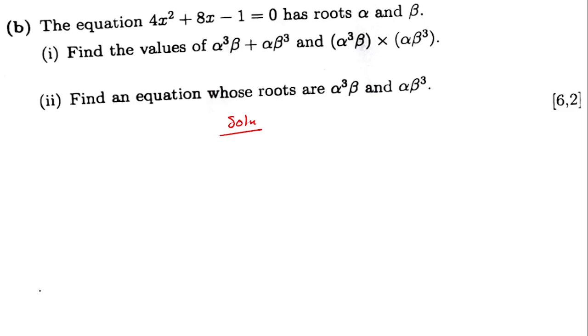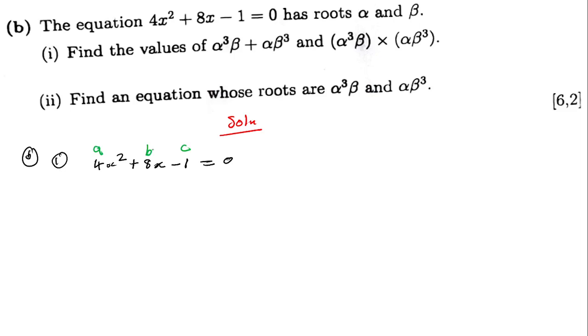So here we have been told that the equation f of x, 4x squared plus 8x minus 1, is equal to 0. So you have the equation 4x squared plus 8x minus 1 should be equal to what? 0. So what you are going to do is that you can put this as your A, this as your B, and this as your C.